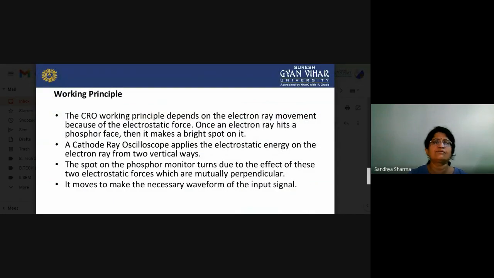Now we will focus on the working principle, how our CRO works. The CRO working principle depends on the electron ray movement because of electrostatic force. Once an electron ray hits a phosphor screen, it makes a bright spot on it. A cathode ray oscilloscope applies electrostatic force on the electron ray from the vertical and horizontal plates. The spot on the phosphor screen moves due to the effect of these two electrostatic forces, which are mutually perpendicular. So it moves to make the necessary waveforms of the input signals.